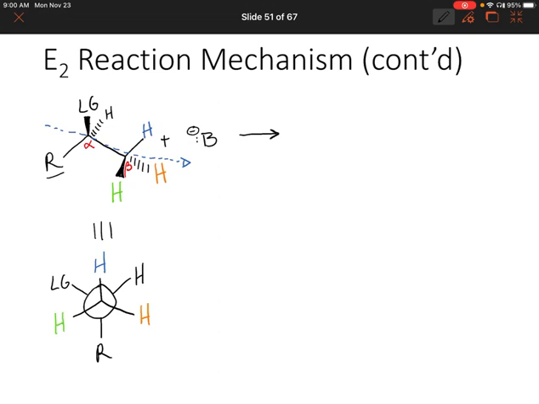Okay, so looking at our Newman projection, we can see that the orange hydrogen is opposite the leaving group. So they're in the same plane, but opposite each other. That means the base is going to take the orange hydrogen, and then we'll leave electrons behind to create a double bond, and then the leaving group will leave.